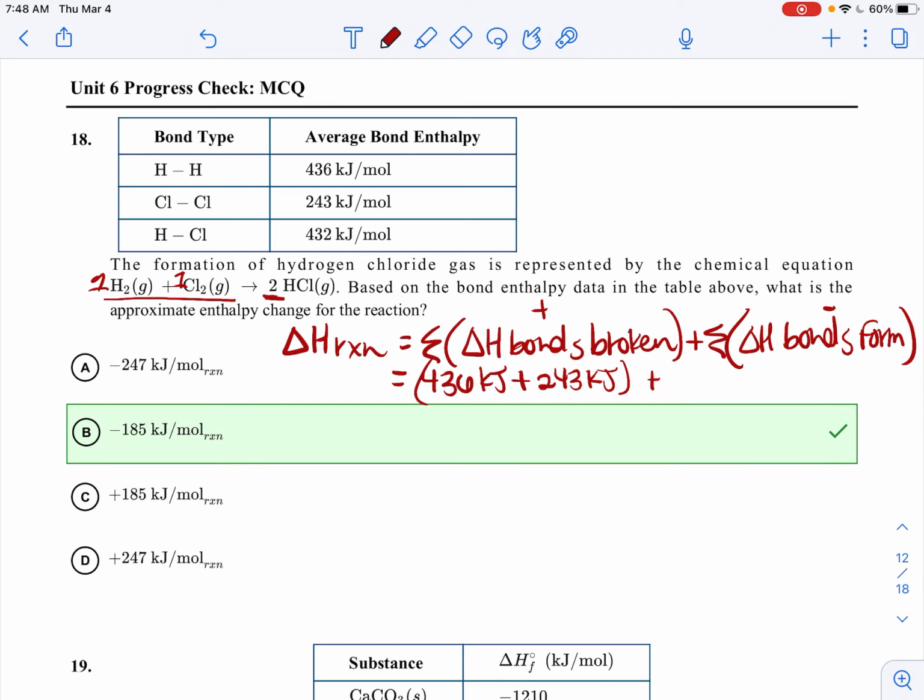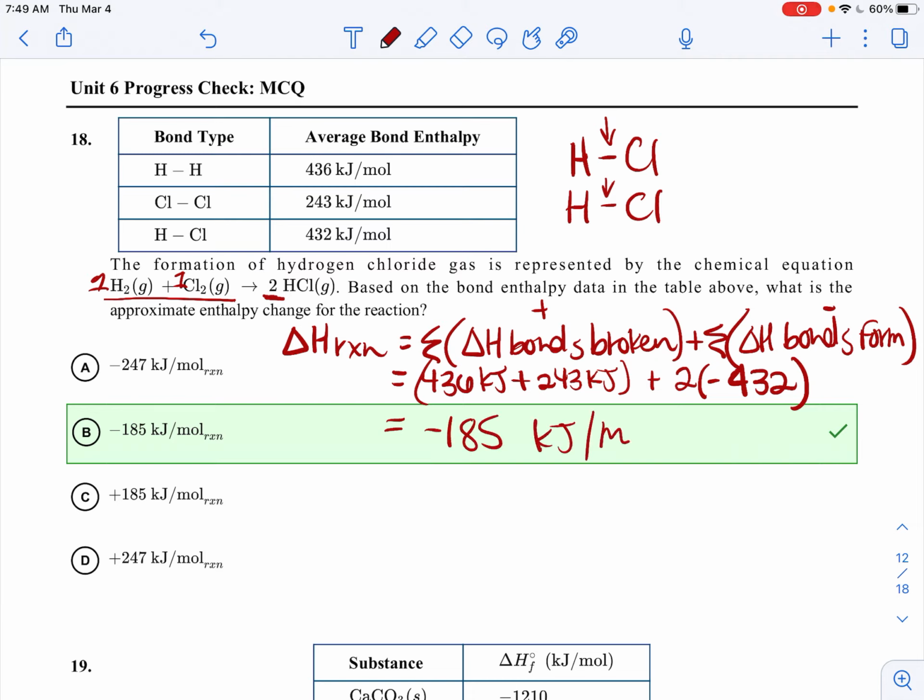Plus, sorry, that should be, yeah, the sum. Plus the sum of the bonds formed. Now, I only have one type of bond being formed, but I have 2 of those bonds. I have 2 HCl's, so I have 2 of these bonds forming. So you got to go 2. Now, in this case, bonds are being formed, which means energy is being released. And so that's going to be negative 432. Okay? And so when I put all those together, I get negative 185 kilojoules per mole.